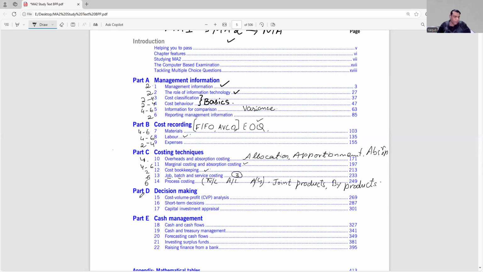In my opinion, the examiner can ask 6 to 10 marks from each one of the chapters. So you can expect minimum 18 or maximum 30 marks in the actual exams from these three chapters, or we can say in between 20 to 30. Then we have cash management, cash and cash flows, cash and treasury management, forecasting cash flows, investing surplus fund, raising finance from a bank, cash and cash flows. Cash and cash flows deals with cash. These are very important chapters from the exam point.